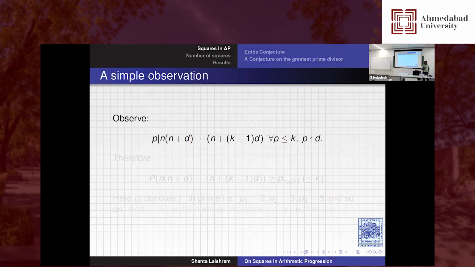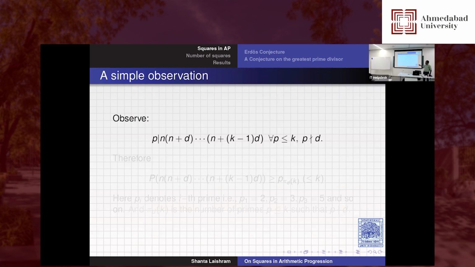We started with a very simple observation, which we learned in high school and beyond: a product of k consecutive integers is divisible by k factorial, like the binomial coefficient n choose k is always an integer. That tells you that k factorial divides the product of k consecutive integers, which says that any prime less than or equal to k divides a product of k consecutive integers.